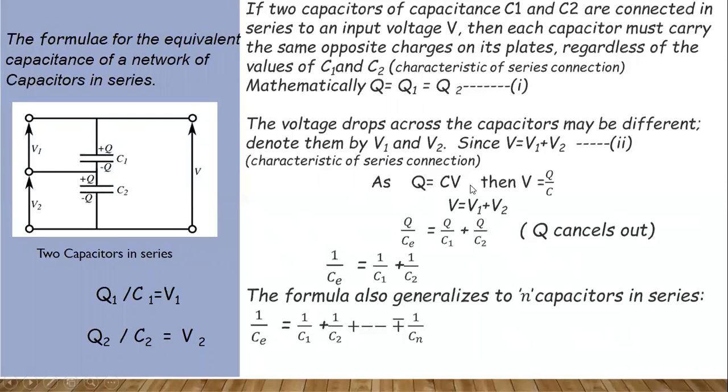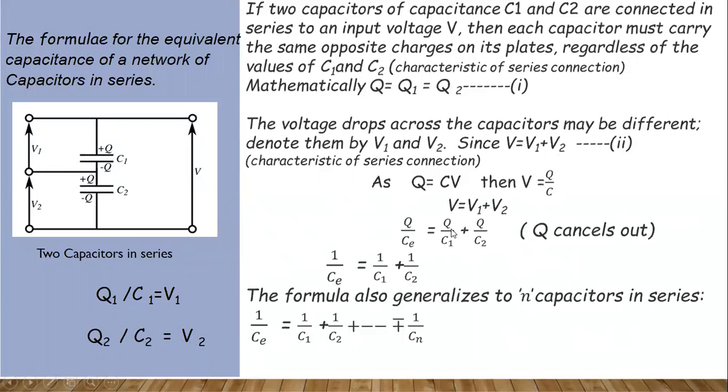As Q is equal to CV, it means V is equal to Q by C. So in equation 2, V is equal to V1 plus V2, V is replaced by Q by CE, the source voltage and effective capacitance. V1 is Q1 upon C1 and V2 is equal to Q2 upon C2. As Q is the same throughout the circuit, it cancels out. So we are left with 1 upon CE is equal to 1 upon C1 plus 1 upon C2. You see that V1 is equal to Q by C1 and V2 is equal to Q by C2, because Q is equal to Q1 is equal to Q2.